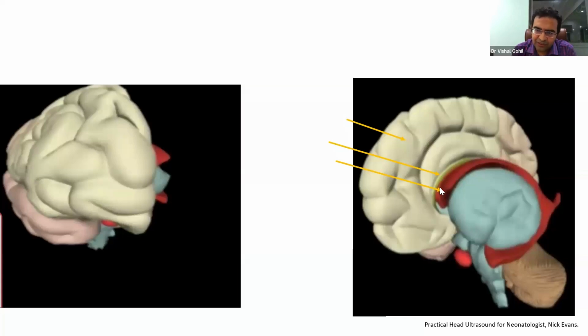Now, if we go further, there would be the lateral ventricle over here. In between the lateral ventricles, there would be your septum pellucidum, okay. And lateral to your lateral ventricle, there would be your caudate nucleus over here.